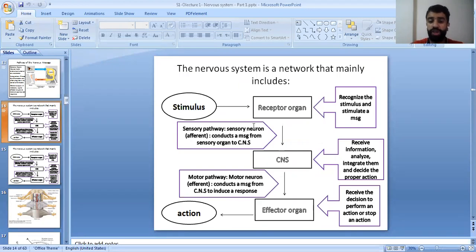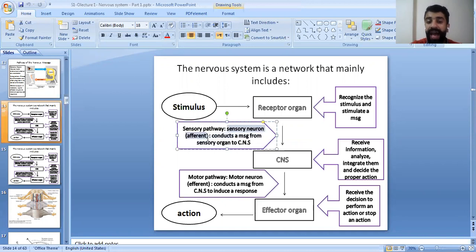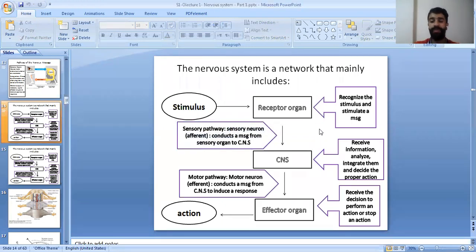This taxi is called a neuron. It's called sensory neuron, or it's called afferent. So it carries the message from the receptor organ toward the central nervous system. Central nervous system will analyze the messages, will integrate them to give the order. For my hand, you have to hold this bottle of water. So this also needs a taxi between the brain and my effector organ, which is my hand. So I need another taxi. This taxi now is called motor neuron, or it's called efferent.